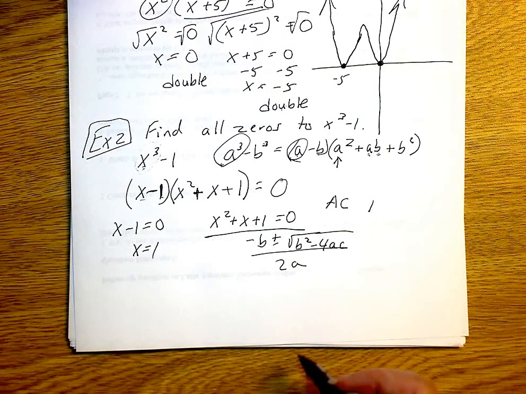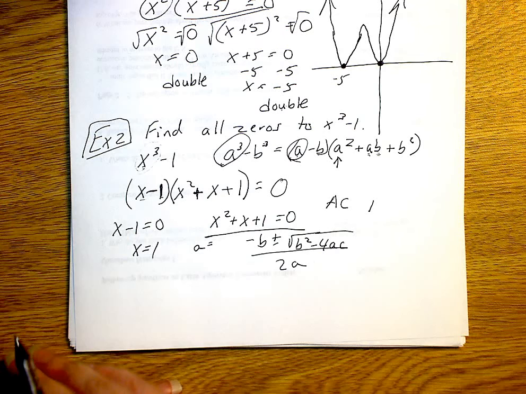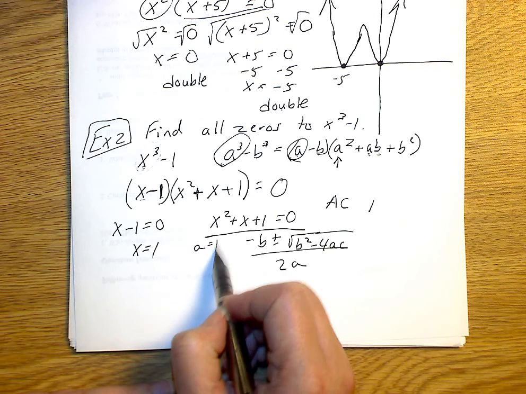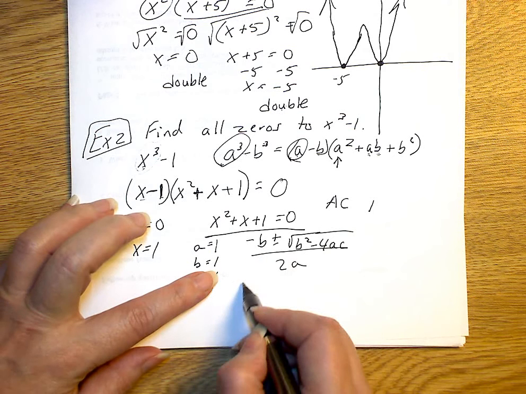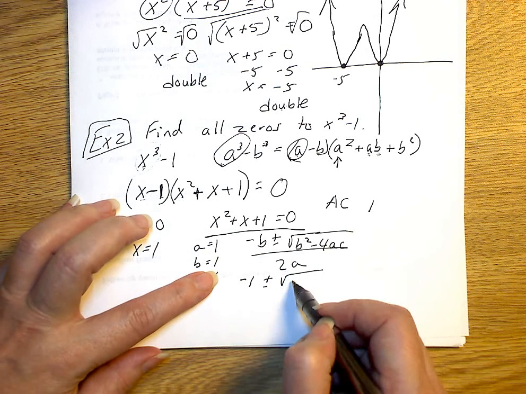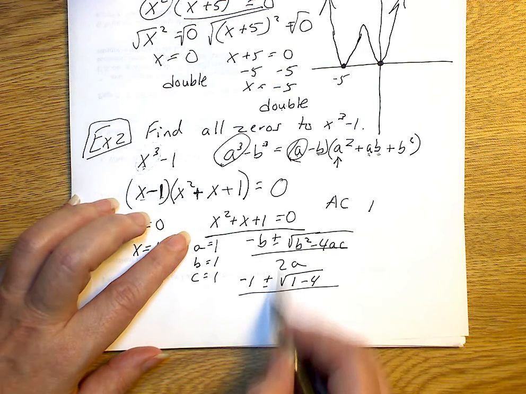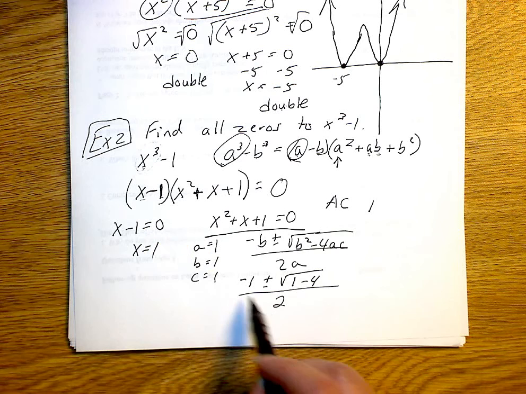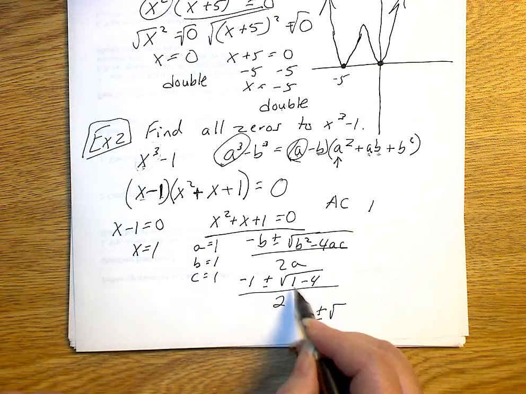So, quadratic says negative b plus or minus the square root of b squared minus 4ac all over 2a. So, let's find out what was a. Remember, when you're using the quadratic, do you use the variables? No, you use the coefficients. So a is 1, b is 1, and c is 1. So we have negative 1 plus or minus the square root of 1 squared, which is 1, minus 4 times 1 times 1, so it's minus 4, all over 2.